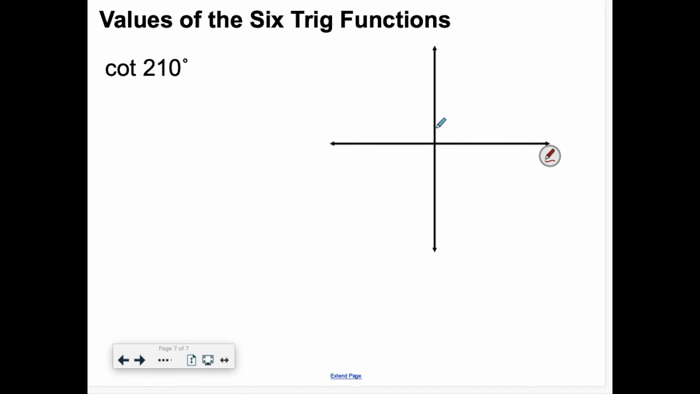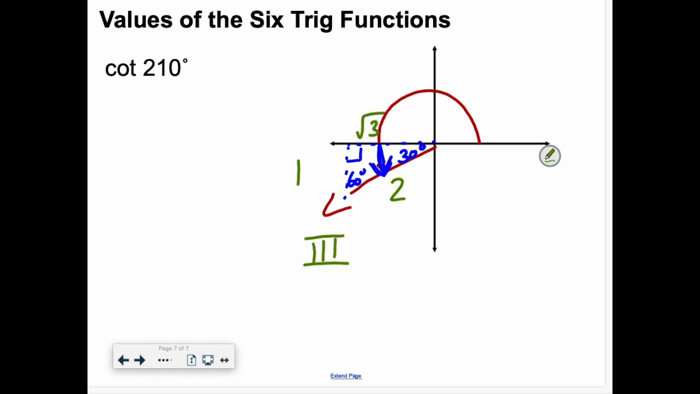Let's take a look at this one. We got cotangent of 210. First step, draw it out. 210 ends here, so there's my terminal ray, which means that this is my reference angle. It's 30 degrees. Well, if that's 30, that means this is 60, so that's 90. Then I can go ahead and label my points. Well, 30, 60, 90 says that this is 1, this is 2, this is radical 3. I'm in quadrant 3, so it means that's negative and that's negative.